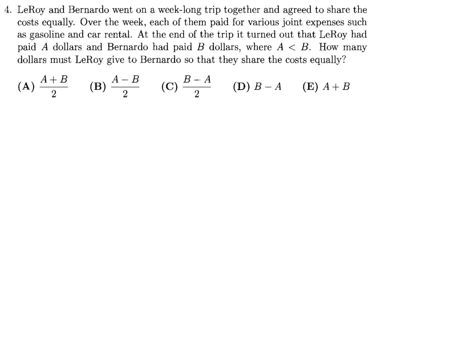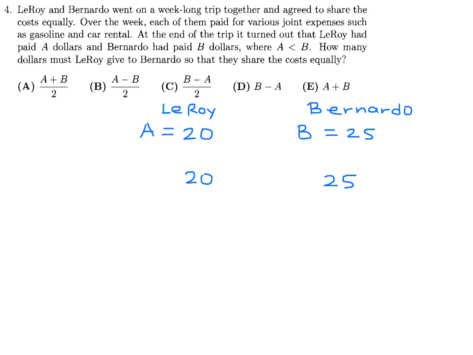So instead of this abstract stuff, let's just choose some numbers, right? Let's say A is 20 and B is 25 because A has to be less than B. And that means that Leroy spent 20 bucks and Bernardo spent 25. Now, what we are trying to do is get them to have equal costs. Right now they're not equal, right? It's 20 and 25. Well, if Leroy gives, say, $2.50 to Bernardo, he now has spent a total of $22.50.